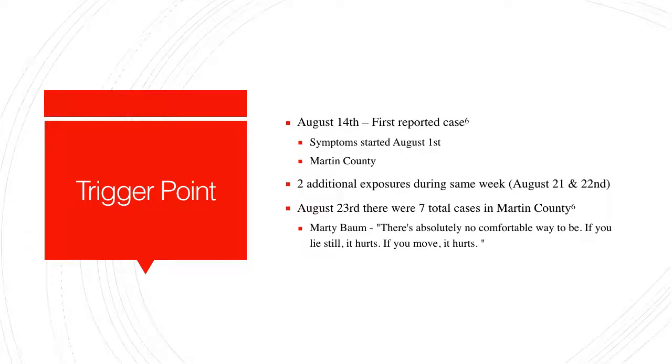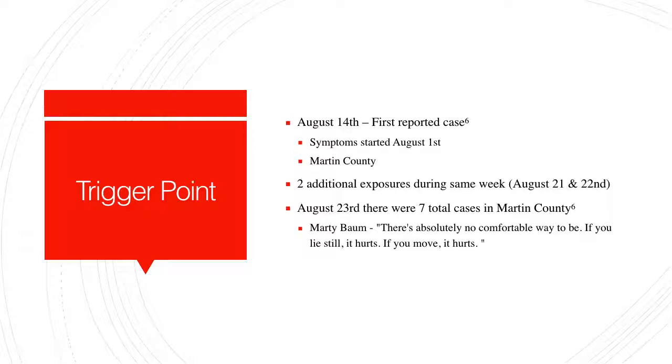In Martin County, the trigger case was identified on August 14th. It was the first reported case. The symptoms started on August 1st per the patient. Initially, the healthcare providers were not sure what caused the infection and thought that the infection may be the result of a chemical exposure. After dengue testing confirmed the initial case, 2 additional exposures occurred during the same week. All 3 of the initial cases had been bitten by mosquitoes while in the Rio neighborhood in Martin County.